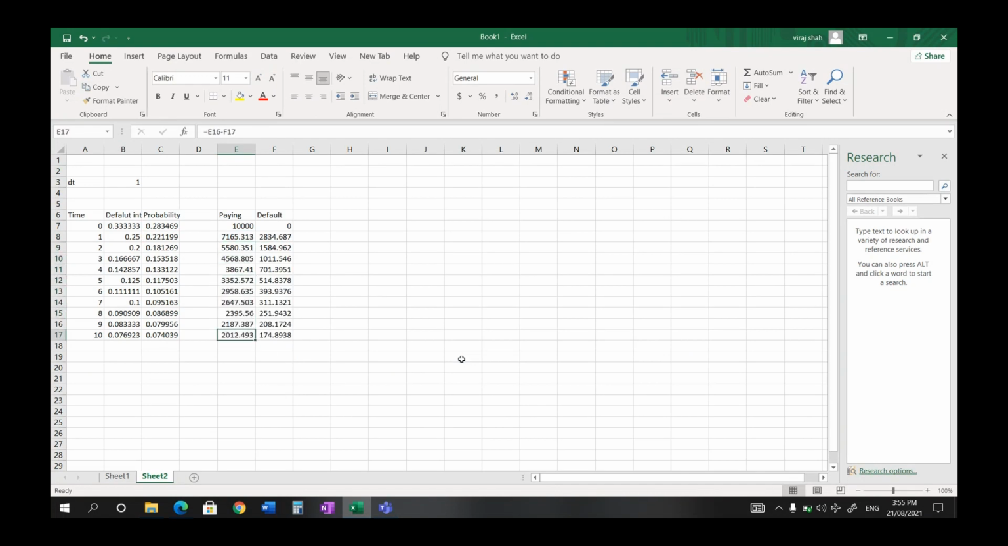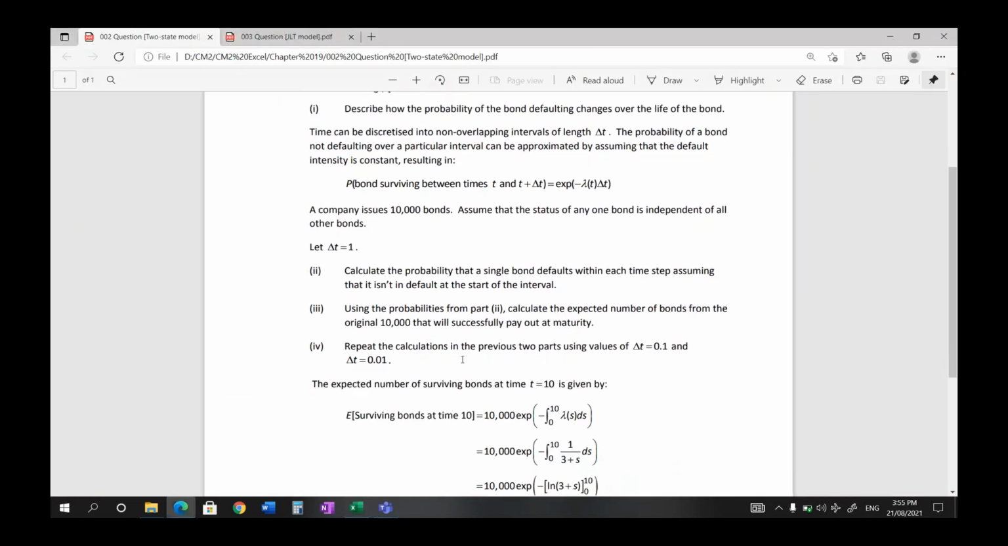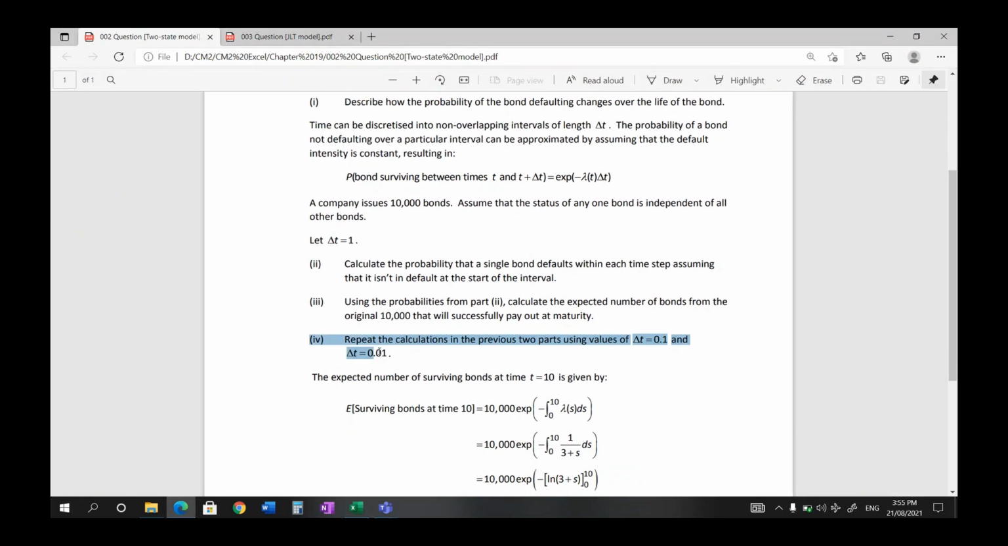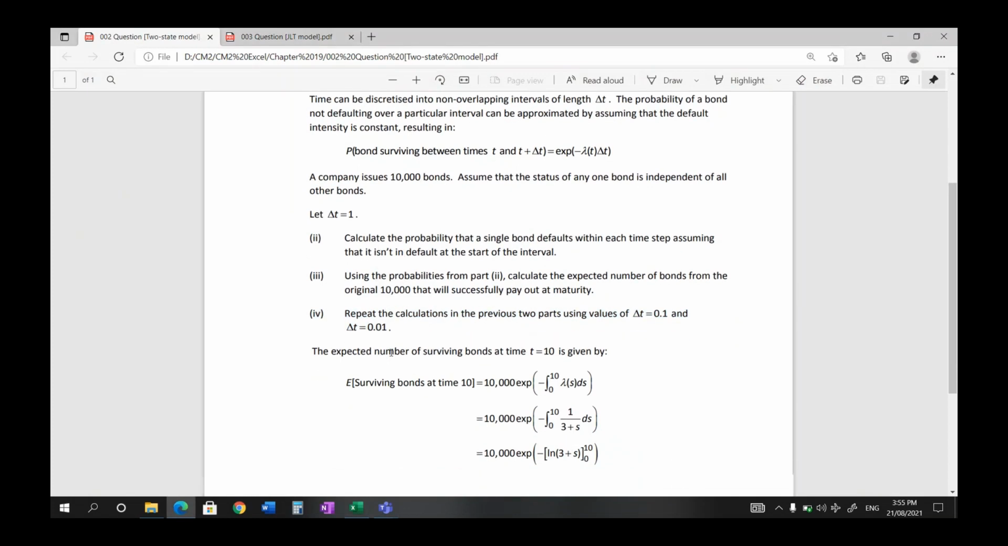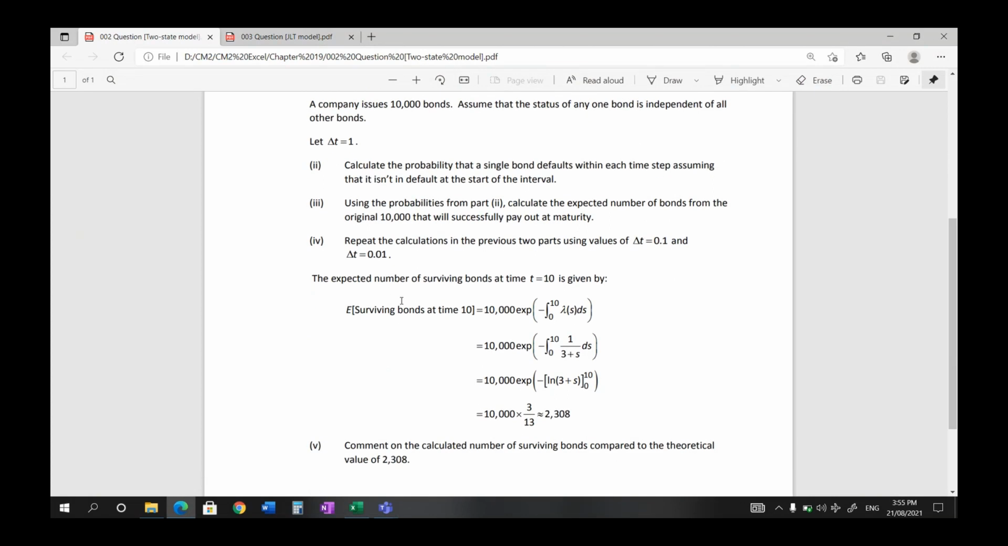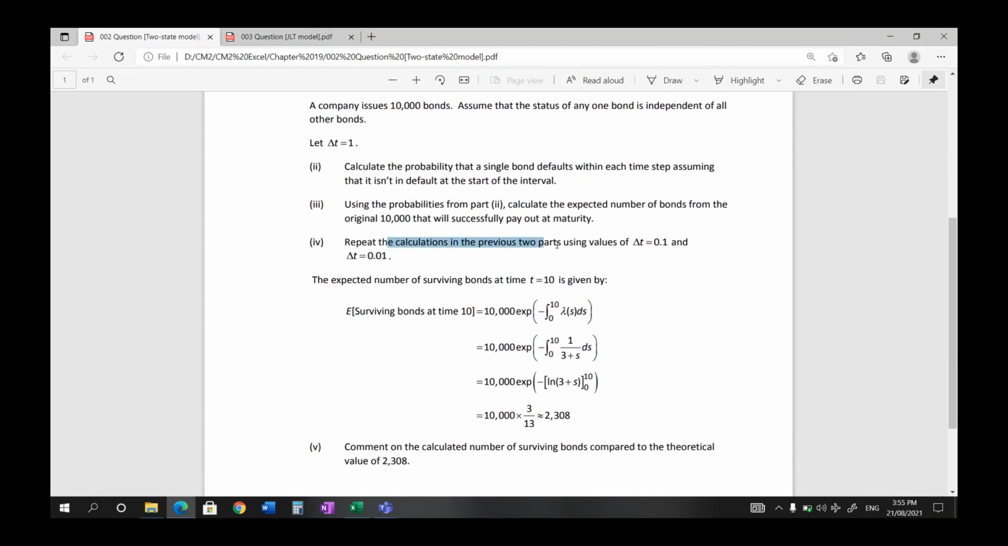So basically at the end of time 10, we would be paying only 2,000 bonds and 8,000 bonds we have defaulted. Okay, this indicates this. Now in the fourth part, they have told us to repeat the calculation from the previous two parts where dt is equal to 0.1 and dt is equal to 0.01.